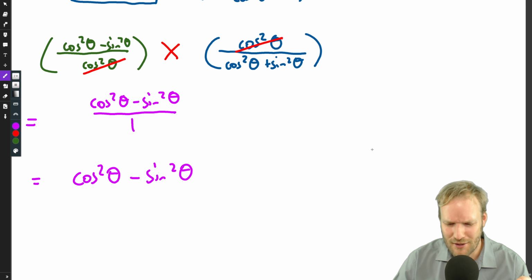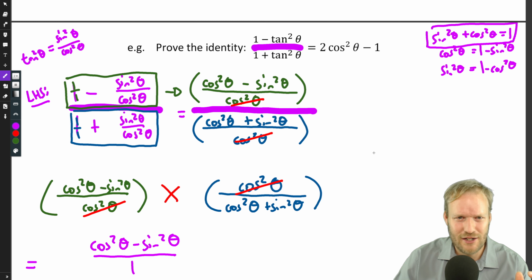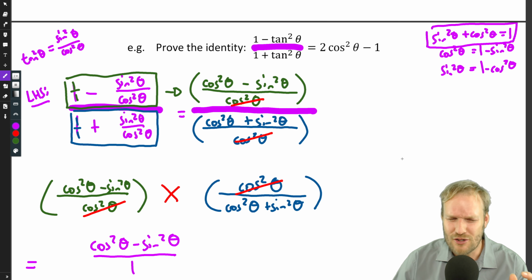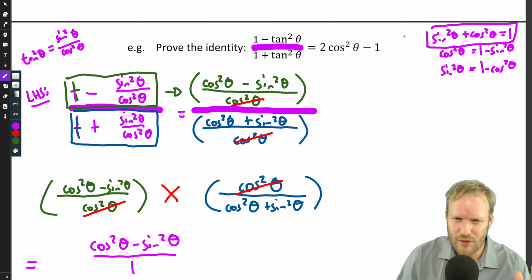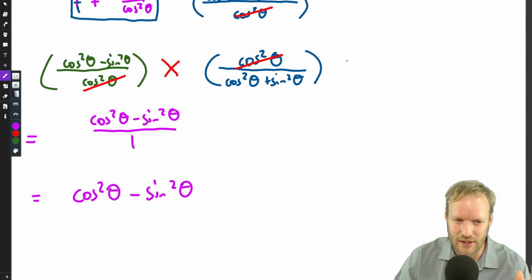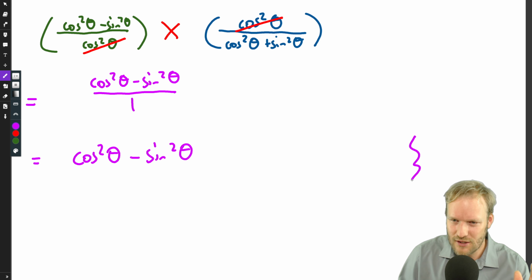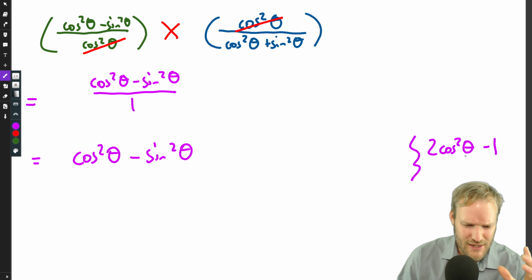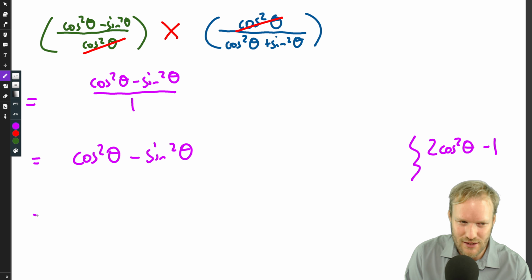Now, sometimes in these, I find we need to just rewind and go, wait, where are we getting to? We're trying to get to 2 cos squared theta minus 1. So we're trying to turn that into 2 cos squared theta minus 1. Feels like we're almost there. Now where we're trying to get to has only got cos squared thetas. It doesn't have sine squared thetas.